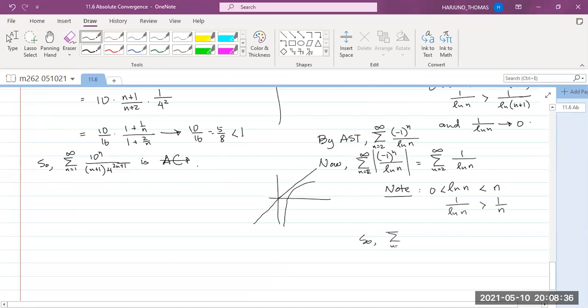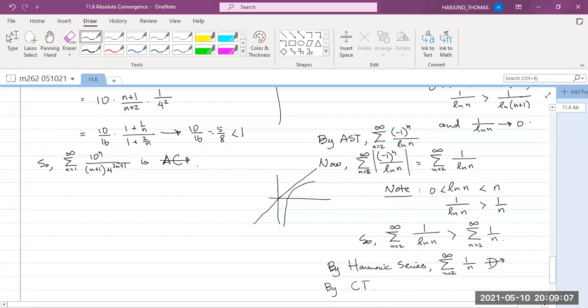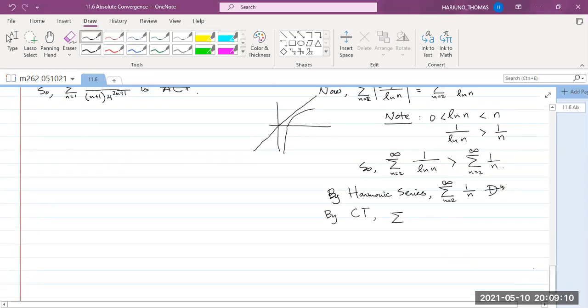So the series of 1 over natural log of n is greater than the harmonic series. By the harmonic series, this is divergent. By the comparison test, the series from 2 to infinity of 1 over ln n is also divergent.